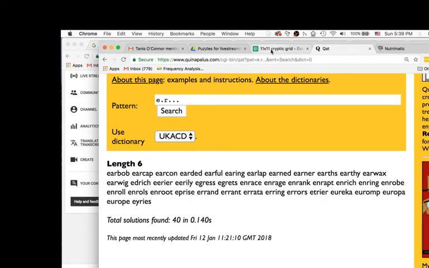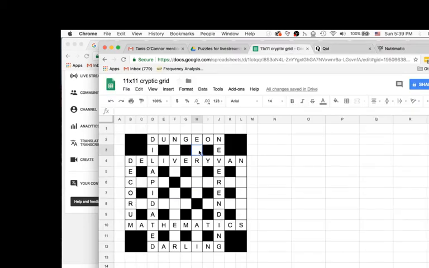Staring at Eureka and drawing a blank. There's a lot of vowels. Sorry, Eureka, not today. All right, let's go with errand or errant then. I like errand slightly better, but it's not required.